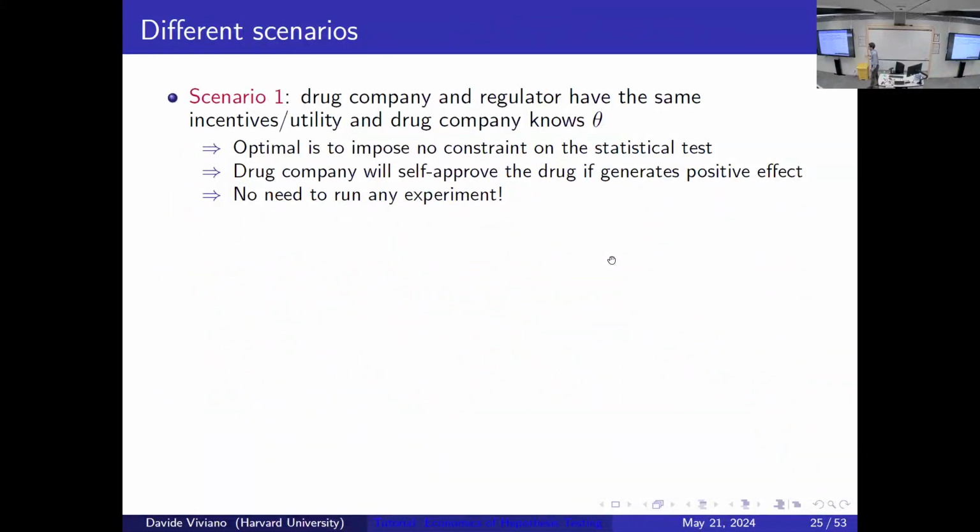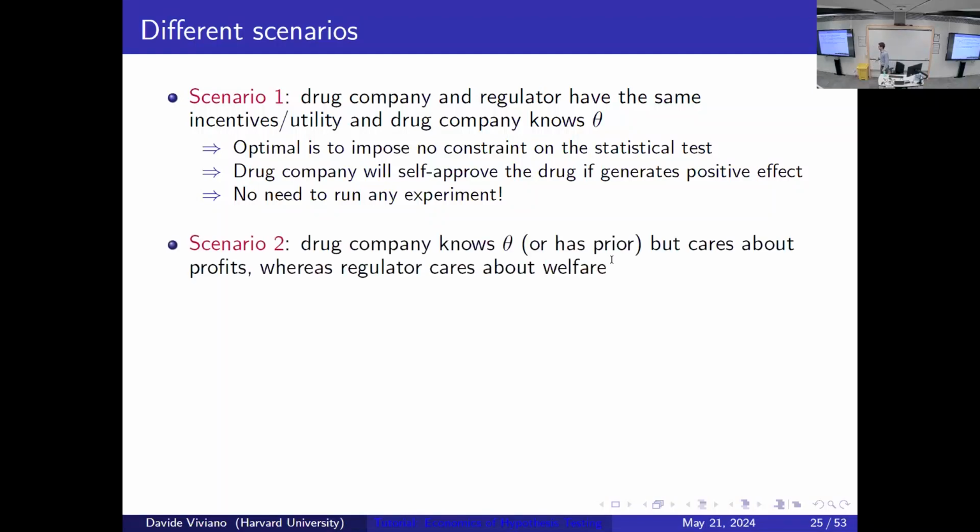So let's consider the first scenario. Suppose first that the drug company and the regulator have aligned incentives, and the drug company knows the vector of parameters. Now, if the drug company and the regulator have aligned incentives and the drug company knows theta, there's no need to do anything, not even an experiment. Just drug company, tell me what is your treatment effect that you think it is, and I'm going to approve it or not if that's positive. Then we're done, no problem. So maybe that's one way to go.